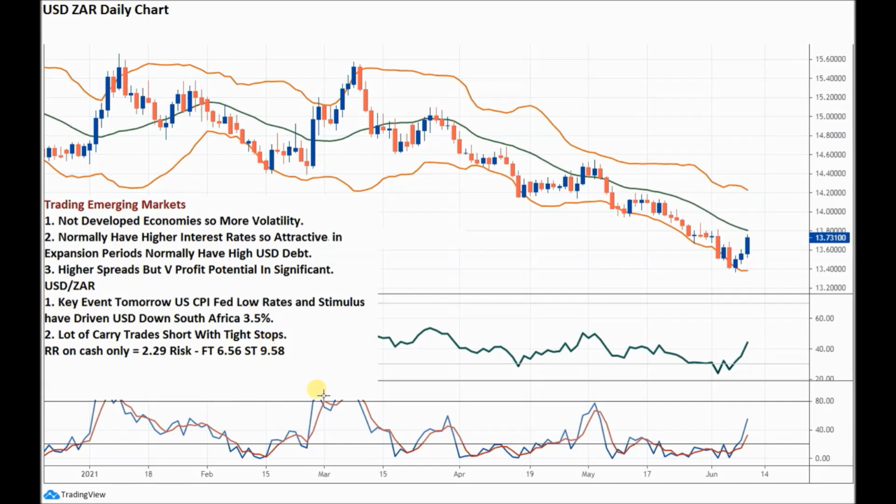Now, I'm just going to draw my levels, but in terms of using no leverage at all, just trading cash, the risk on the trade is 2.29. First target will give us 6.56. Second target 9.58, obviously if we get there, so it's an attractive risk to reward trade. Let me draw my levels.